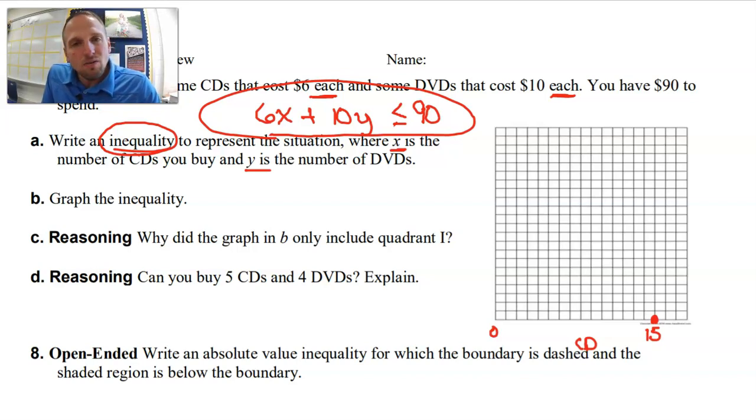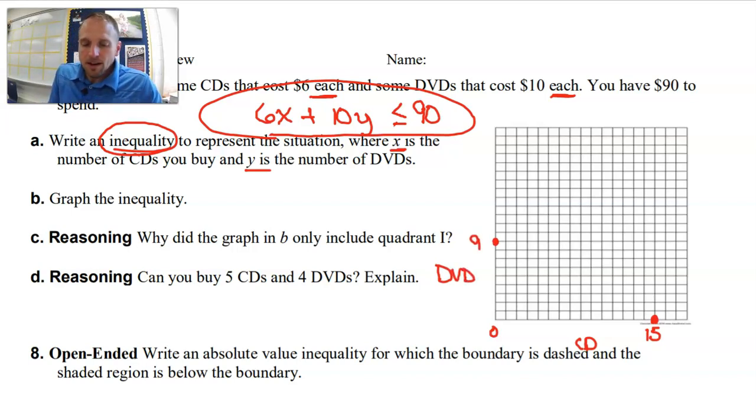How many DVDs could I buy if I only bought DVDs? Well, $10 each, 90 divided by 10 is 9. So 1, 2, 3, 4, 5, 6, 7, 8, 9. I could buy 9 DVDs.